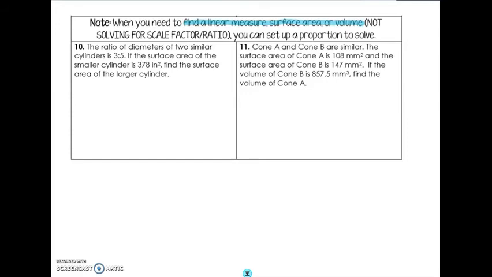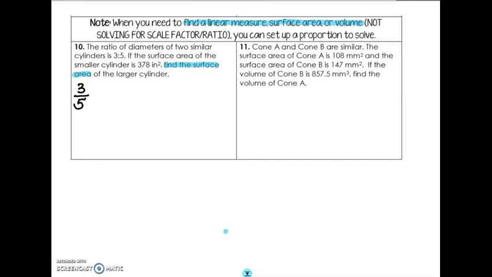For number 10, the ratio of diameters of two similar cylinders is 3 to 5. If the surface area of the smaller cylinder is 378 inches squared, we want to find the surface area of the larger cylinder. So right away what I'm finding is the surface area of the larger cylinder. Not the ratio like we've been doing, but just the plain flat out surface area of the larger cylinder. So we're going to set up a proportion here. Here's how. First I'm going to take the 3 to 5 they gave me.